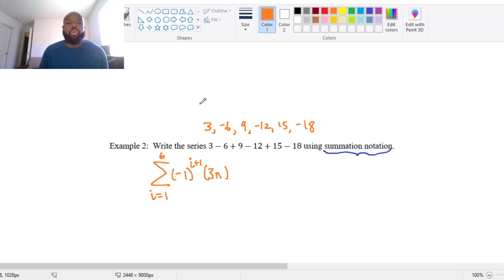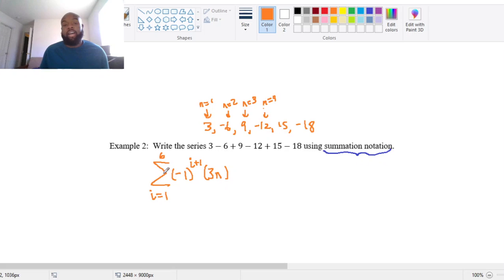I plug in n equals 1, I get 3, right? I plug in n equals 2, I get 6. Now I'm ignoring the signs right now, so all I'm doing is multiplying this 2 times a 3, right? Here, when I do n equals 3, I get 9. So I'm multiplying the 3, which is my n, by 3. When n equals 4, I plug in 4, multiply that by 3. So each of these n's are multiplied by 3, and that's why my formula is 3n.